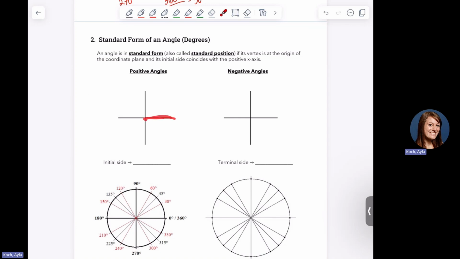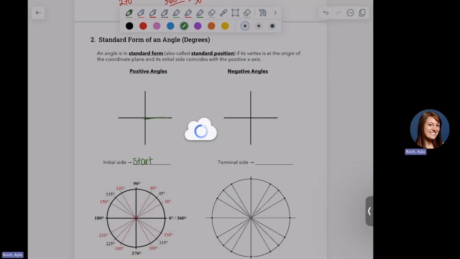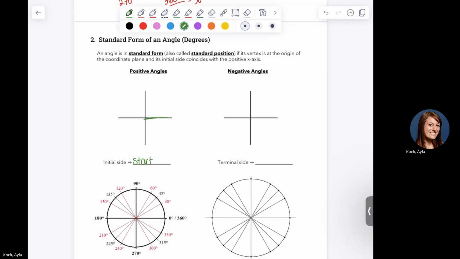origin and its initial side, which is also known as its starting side, is on the positive x-axis. So here is our starting side. This is the initial side, where the angle begins.